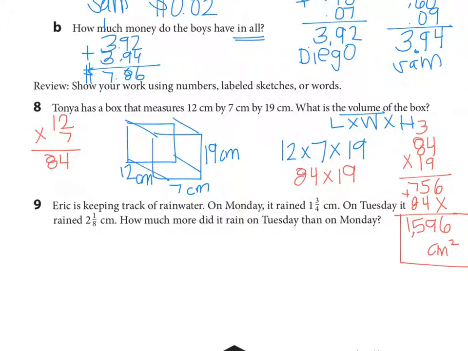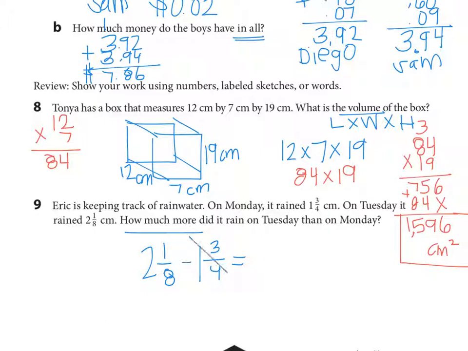Number 9 says, Eric is keeping track of rainwater. On Monday it rained 1 3/4 centimeters. On Tuesday it rained 2 1/8 centimeters. How much more did it rain on Tuesday than on Monday? So that key phrase there, how much more? We know we're finding the difference between 2 and 1/8 minus 1 3/4, because we know we're using subtraction when we find the difference. Now I know when I add and subtract fractions, I need there to be common denominators. So I'm going to find the greatest common denominator. And so the greatest common denominator here is 8.